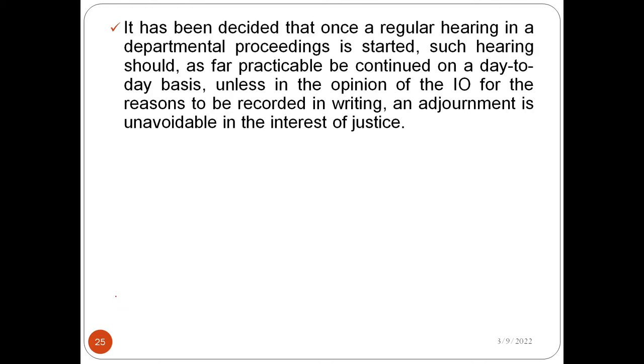It has been decided that once the regular hearing in a departmental proceeding has started, it shall, as far as practicable, be continued on a day-to-day basis, unless, in the opinion of the IO, for reasons to be recorded in writing, an adjournment is unavoidable in the interest of justice.